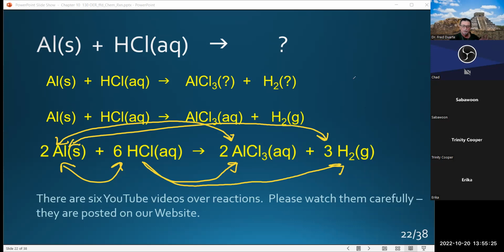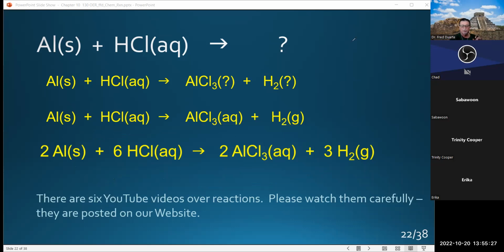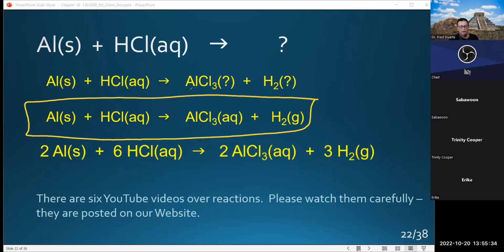But we need to make sure that we have a balanced chemical equation, because if we were to do any calculations based on this reaction right here, then our numbers would be totally incorrect. It's just not balanced.